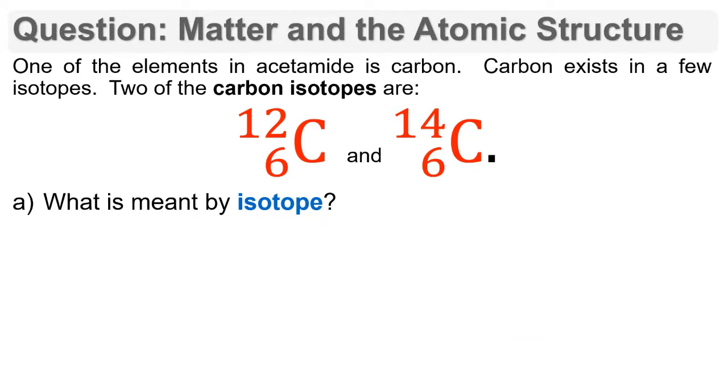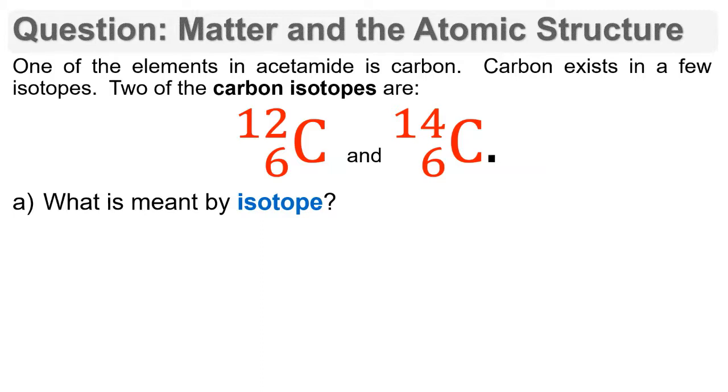Here's another important question from this chapter relating to the atomic structure. One of the elements in acetamide is carbon. Carbon exists in a few isotopes. Two of the carbon isotopes are carbon-12 and carbon-14. Given in the question is the standard representation of each isotope.